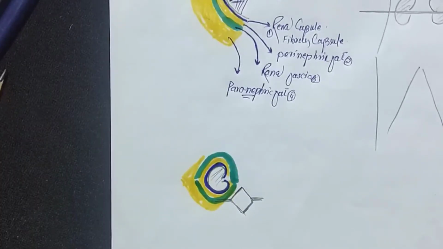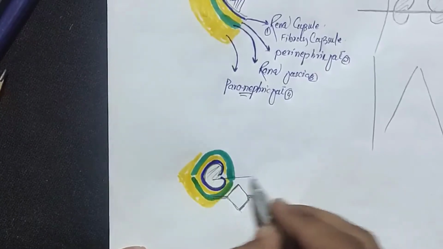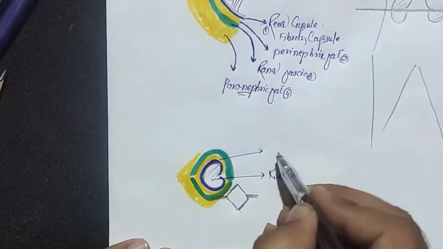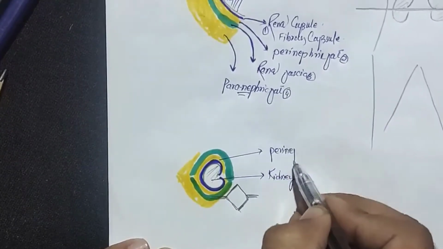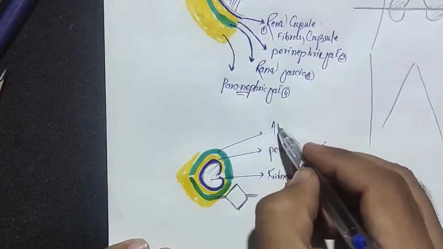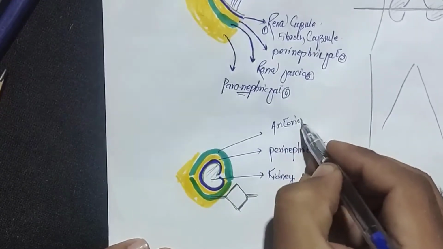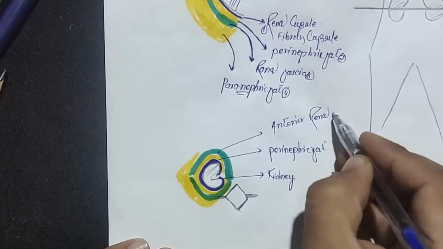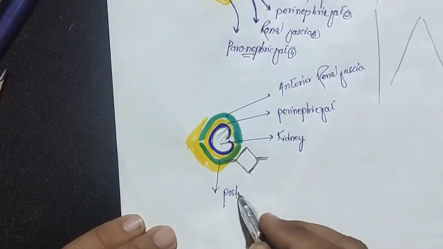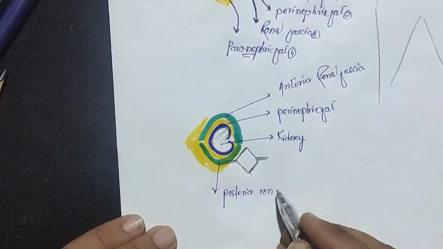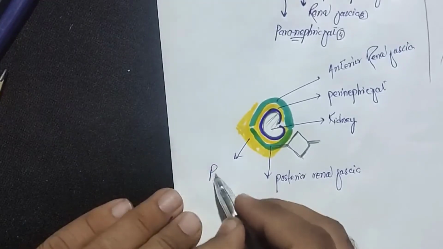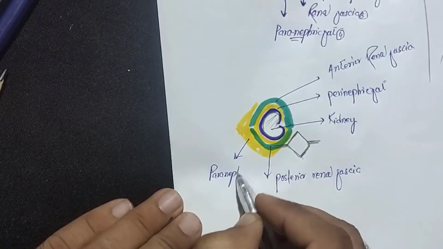So let us name all those structures again. What is this? This is your kidney, right? Then what is this? This is perinephric fat, right? Then what is this? Anterior renal fascia, right? Anterior renal fascia. Clear? And here is your posterior renal fascia from the posterior side. So posterior renal fascia. Clear? And what is this? This is paranephric fat.